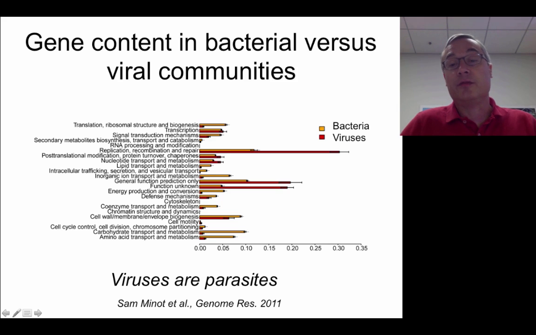Instead, they devote much of their coding capacity to RNA processing, to replication, recombination, and repair, and also to functions we don't know what they are. So this really says that viruses are stealing macromolecular precursors from their hosts in order to promote their own replication. This is, of course, very well known from many, many kinds of studies in virology, but it's cool to see it playing out in the metagenomic data presented here.